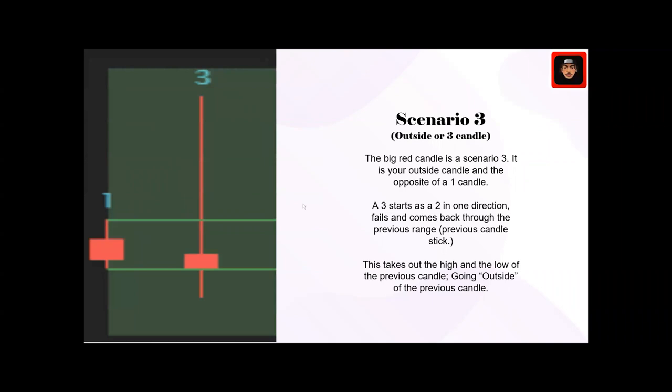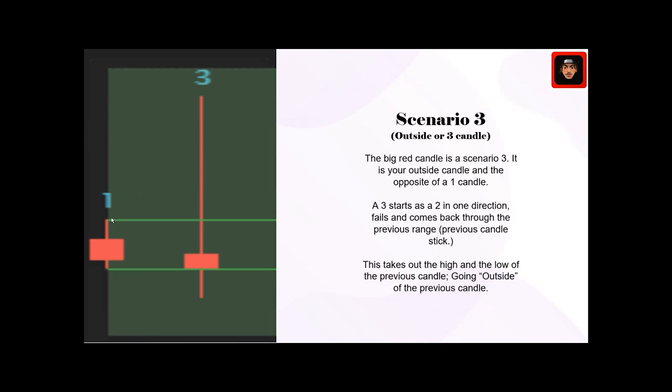Now, a scenario three is the opposite of one. So you can look at an inside candle as like your introvert. It likes to stay inside, things of that nature. Your three is very outgoing, right? That's why you'll hear some people call it a three. You'll hear some people say outside. So let's say this is a three on a daily chart. They'll say it went outside day. Or if it's a three on the hour, they'll say it went outside hour. But your threes are like your extroverts, all right, outgoing.